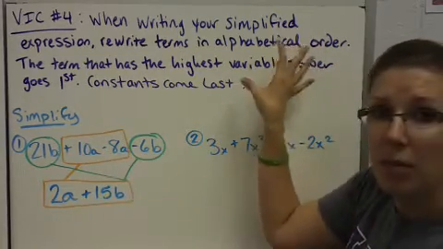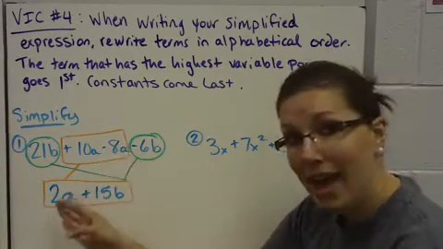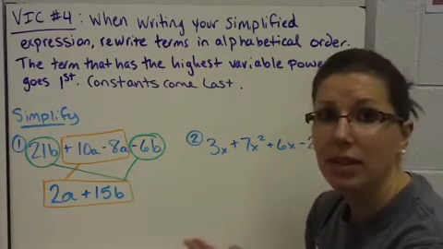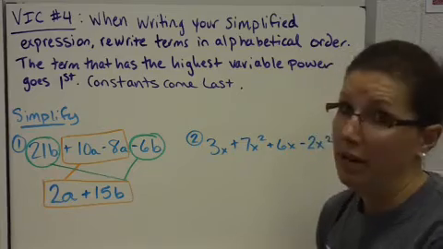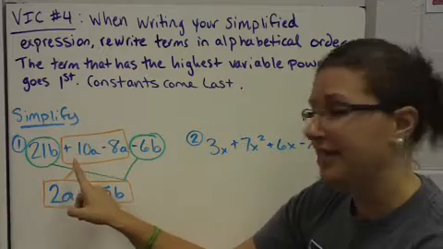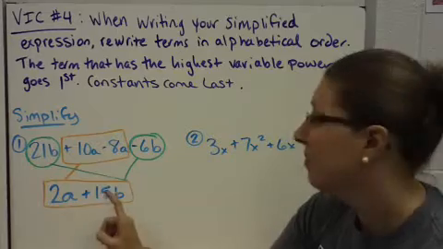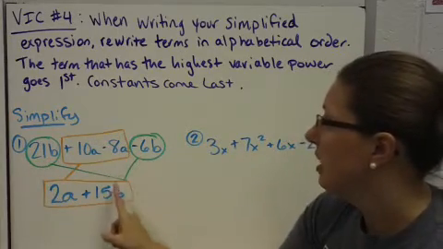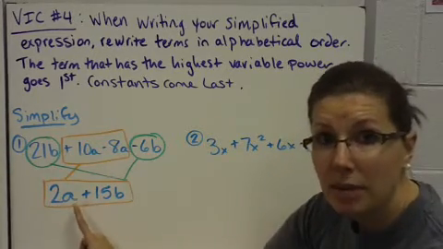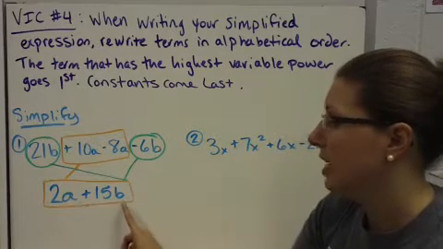Because of the important concept here, I need to realize that my terms with a will come first, my terms with b will come second, because when I write my answer, they need to be in alphabetical order according to the variable. So I'm going to simplify my a's first in this case. I've got positive 10, take away 8, that leaves me with positive 2a. 21b minus 6b leaves me with a positive 15b. So I know that I need to put a plus in between my two terms here. So my final answer is 2a plus 15b.